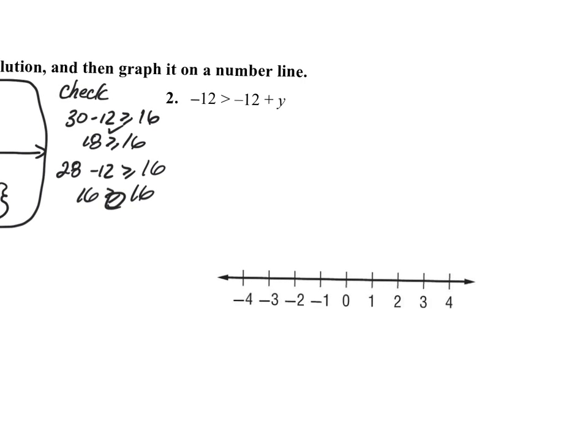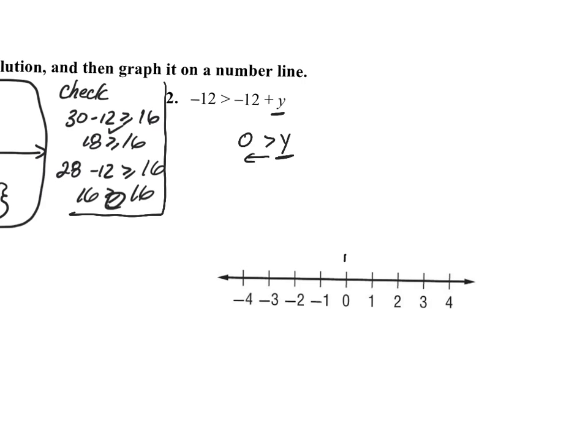Okay, so I'm looking for y here. So I'm going to try and isolate that y by getting rid of this 12. So I'm going to add 12 to both sides. So y is less than, now if I add 12 to both sides, I'm going to get 0 there, aren't I? Negative 12 plus 12 gives me 0. So what is that going to look like on my number line? I know that y is going to be less than 0, so all of the answers that I'm looking for are going to be less than 0.